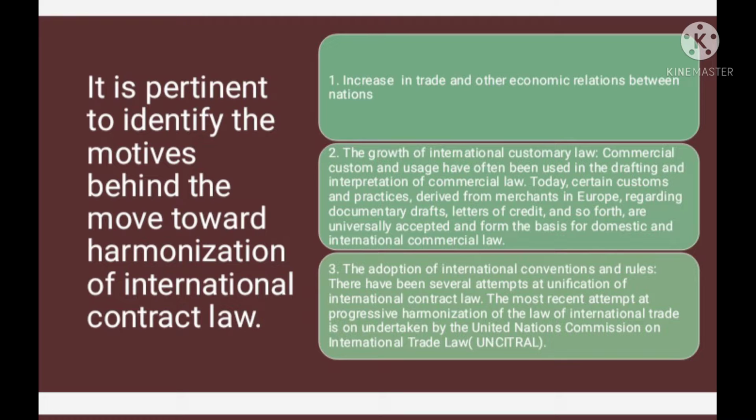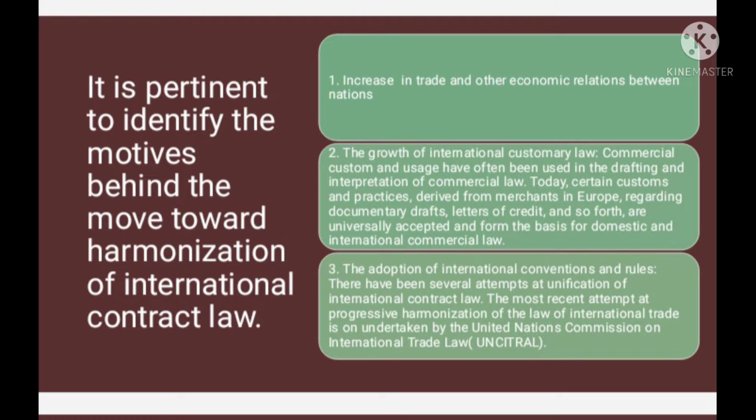Today, certain customs and practices derived from merchants in Europe regarding documentary drafts, letters of credit, and so forth are universally accepted and form the basis for domestic and international commercial law. 3. The adoption of international conventions and rules. There have been several attempts at unification of international contract law.